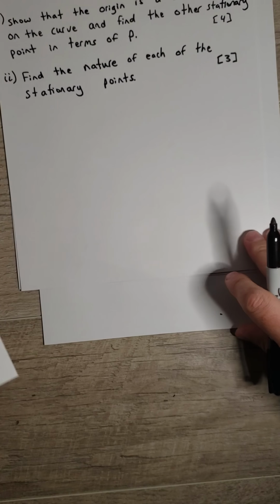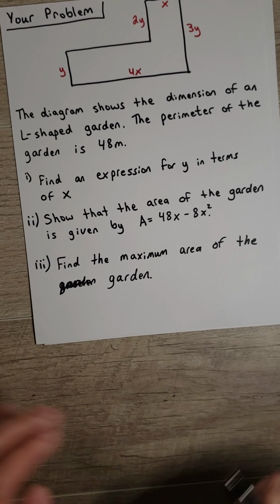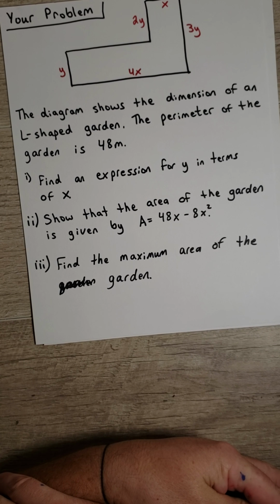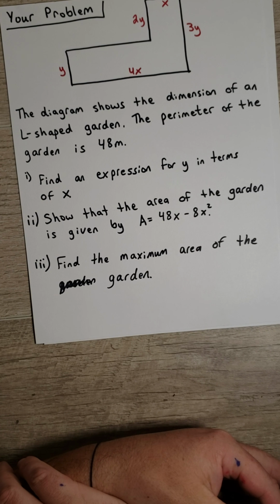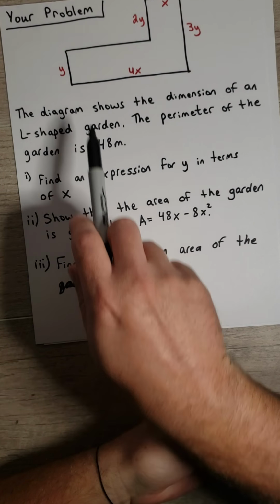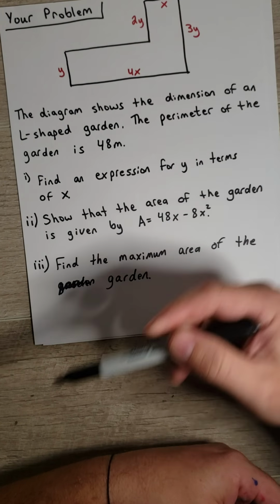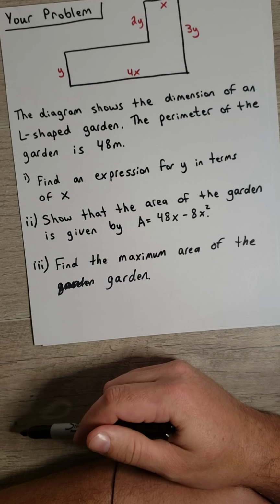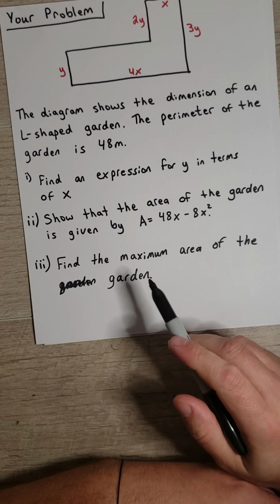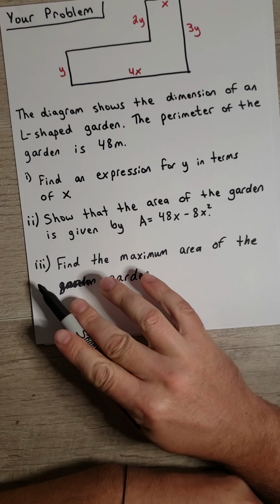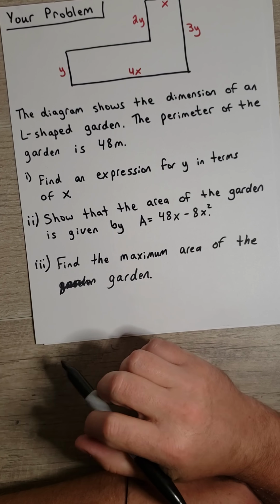Okay, so you have a problem to do today, or for an assignment. It's very similar to the first one we did. The diagram shows the dimensions of an L-shaped garden. The perimeter of the garden is 48. So they're giving you the perimeter of this whole shape. Remember, perimeter is just the outside, just these black lines. So find an expression for y in terms of x. Then show that the area of the garden is given by this equation. And then find the maximum area of the garden. So basically, this is just combining the parts like what we did in the first example.